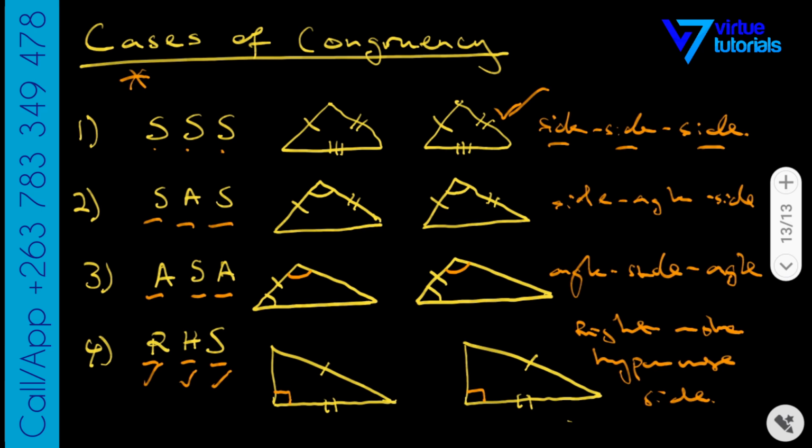So those are the four cases of congruency. Those are the ways you can identify that two shapes are congruent.